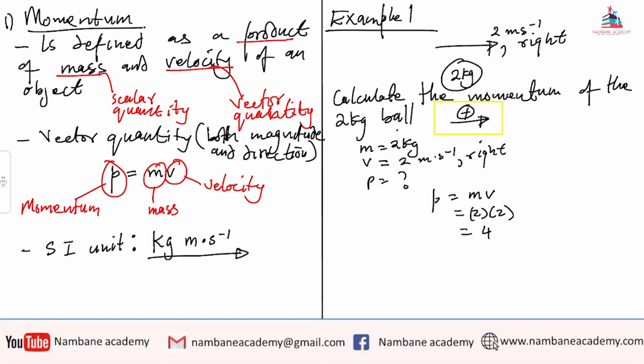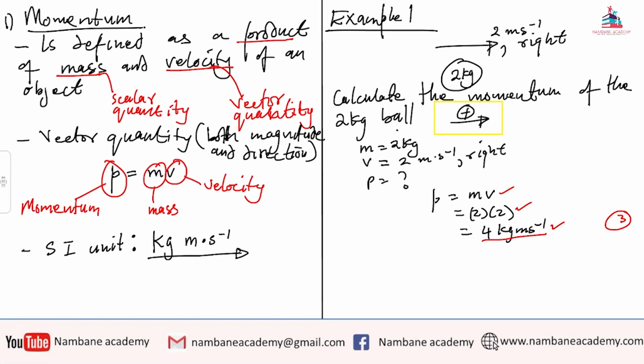And then this will give us 4 kg meters per second. If we're going to mark this, it will be 1 for the formula, 1 for the substitution, and 1 for the final answer with the correct SI unit. Then we get our 3 marks for that.